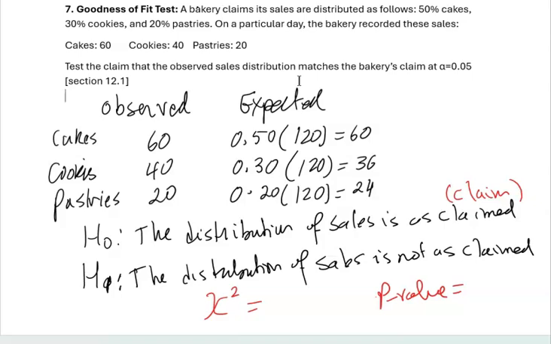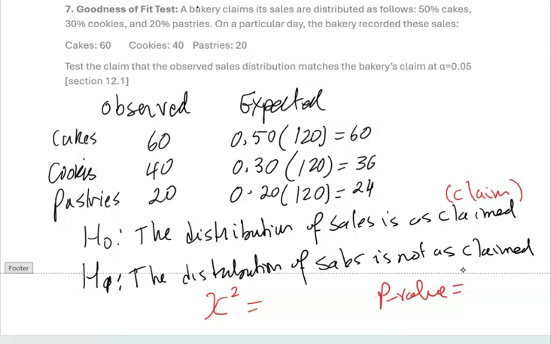How do you do this using your calculator? Let me show you. You're going to have to put the observed values in L1 and the expected values in L2. And whether you use StatCrunch or the calculator, you have to do some calculations for the expected values. You take the percent of the total.